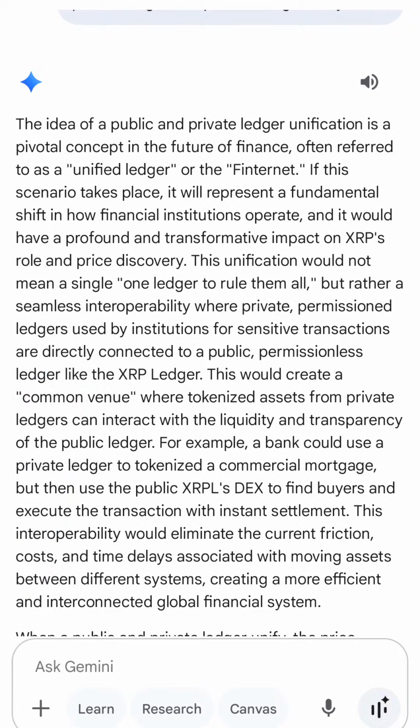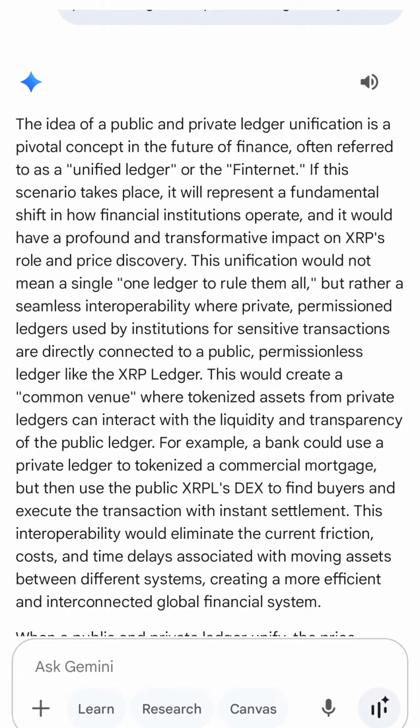This unification would not mean one ledger to rule them all, but rather a seamless interoperability where private permissioned ledgers used by institutions for sensitive transactions are directly connected to the public permissionless ledger like the XRPL. This would create a common venue where tokenized assets from private ledgers can interact with the liquidity and transparency of the public ledger.